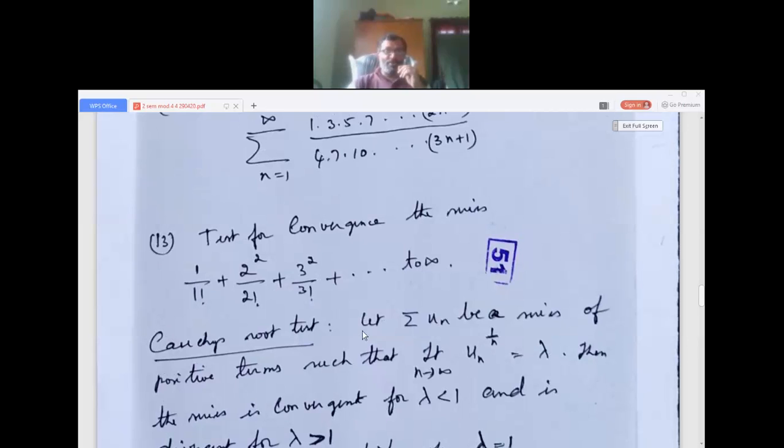Next we come to the concept of Cauchy's root test. What is Cauchy's root test? Let sigma un be a series of positive terms. See, another test we are studying. This you have to learn by heart. You have to know it carefully.